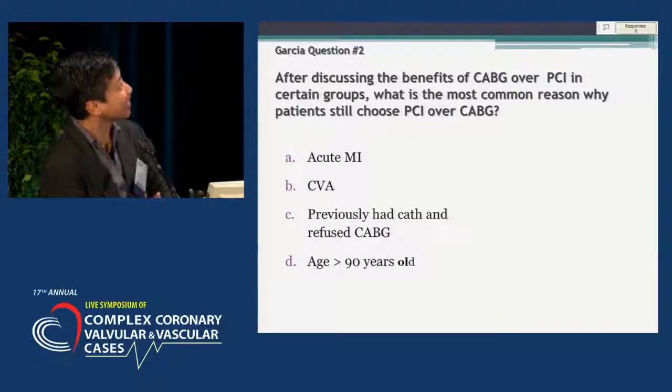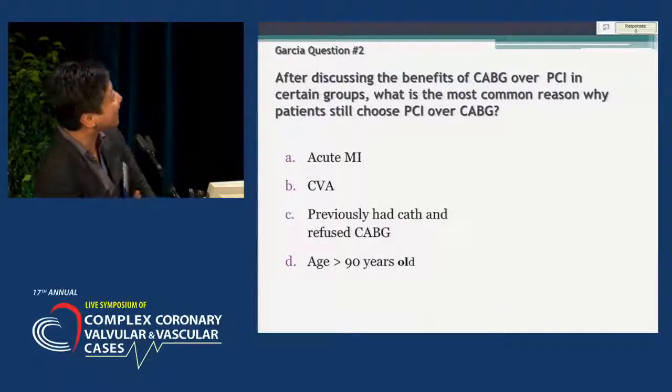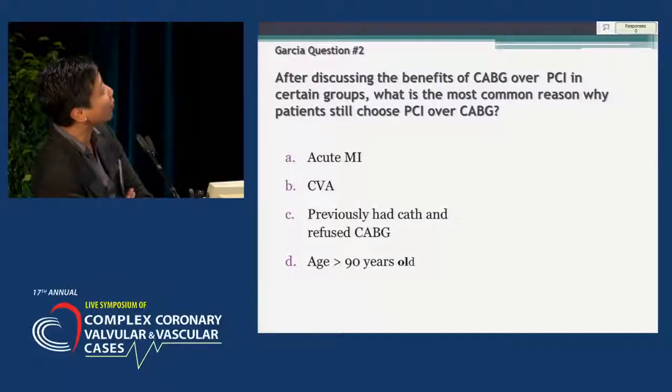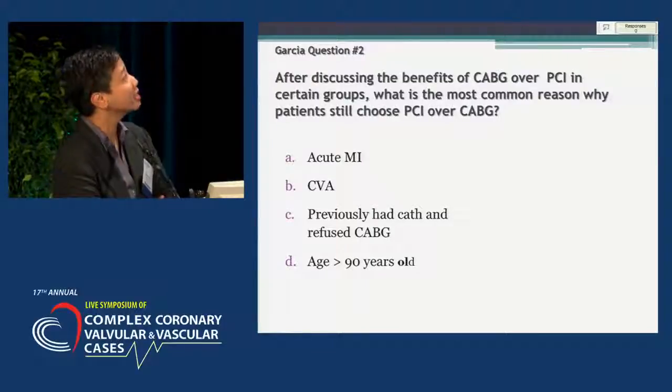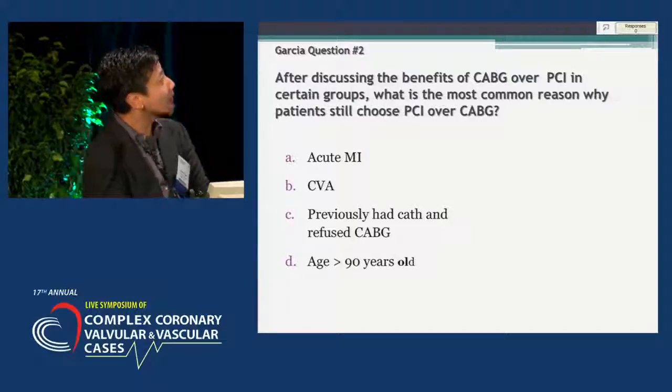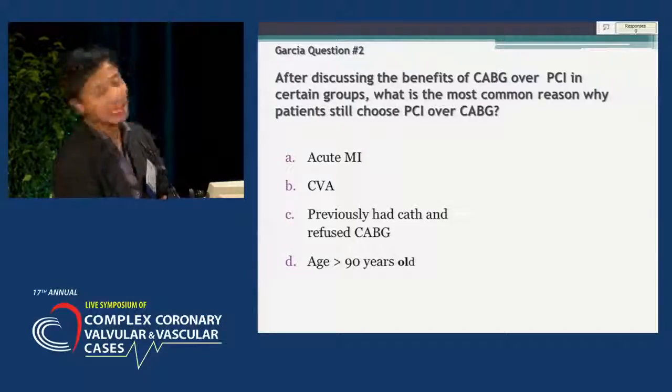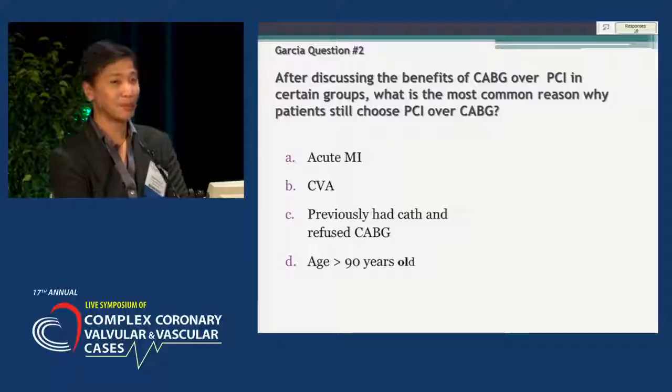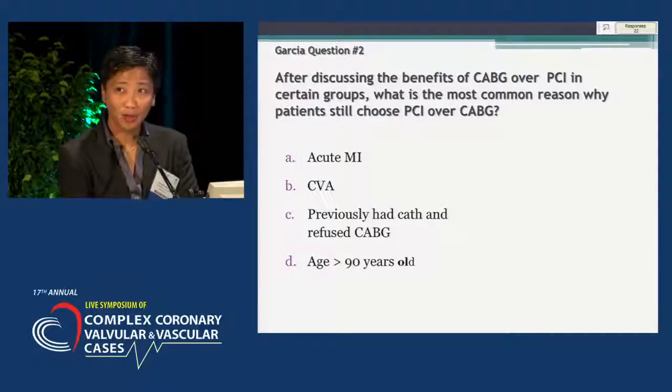After discussing the benefits of CABG over PCI in certain groups, what is the most common reason why patients still choose PCI over CABG? Acute MI, CVA, previously had cath and refused CABG, age more than 90 years old. I want to know who committed the mistake.